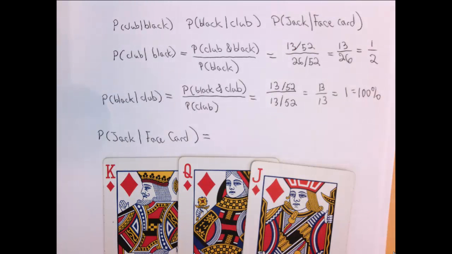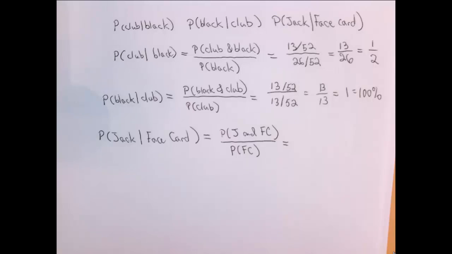Finally, let's compute the probability that we've chosen a jack if we know that we've chosen a face card. Now, the face cards are these. They are the king, the queen, and the jack of each suit. The probability of drawing a jack given that we've drawn a face card is therefore the probability of a jack and a face card divided by the probability of a face card.